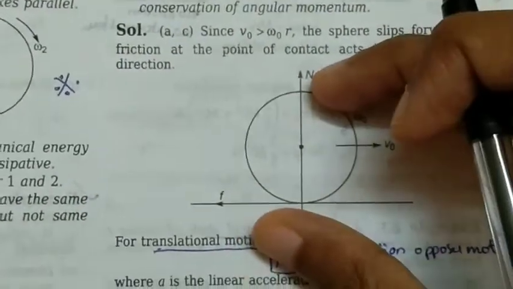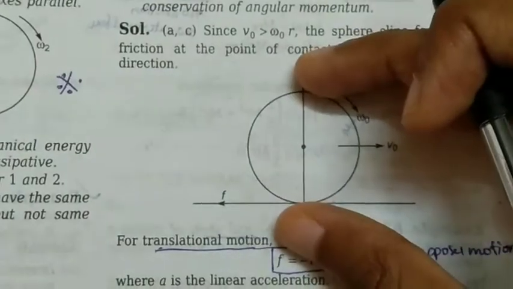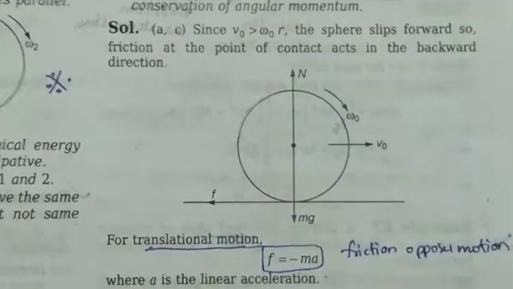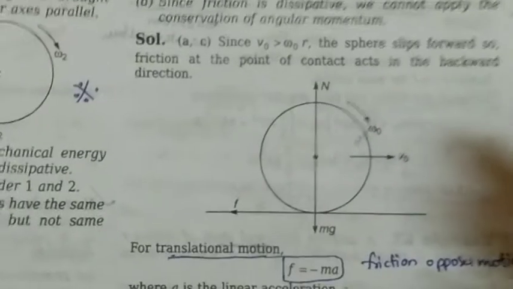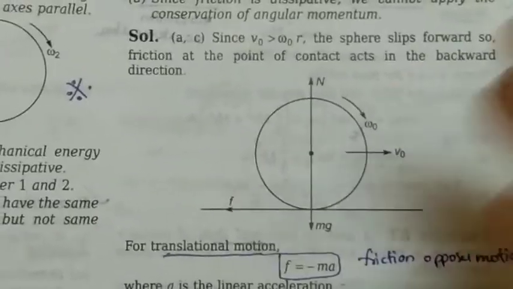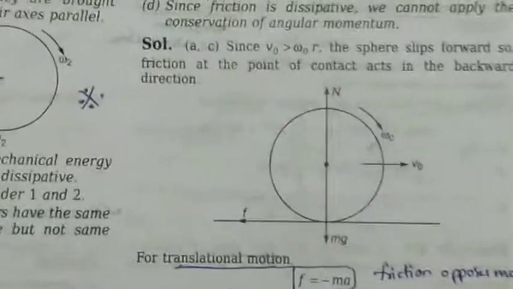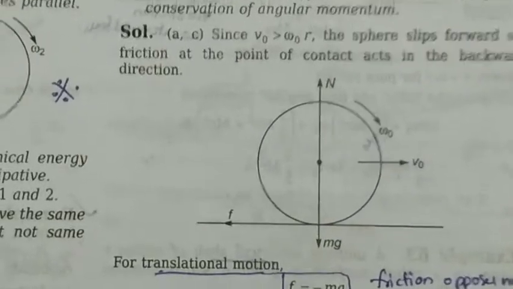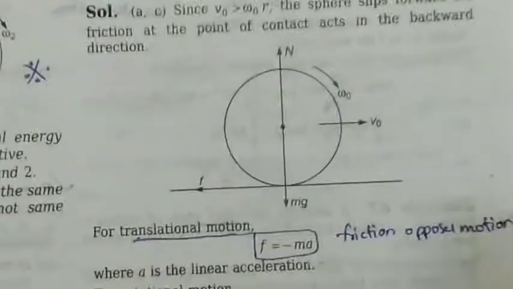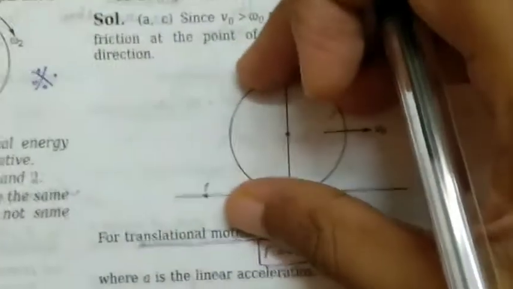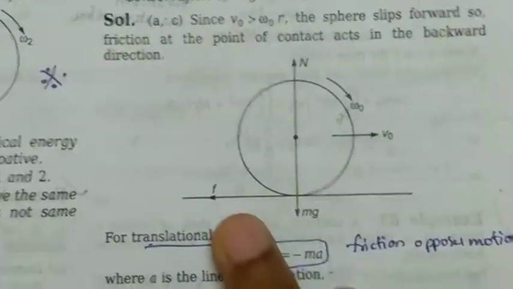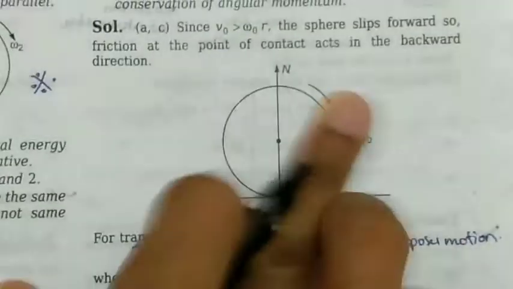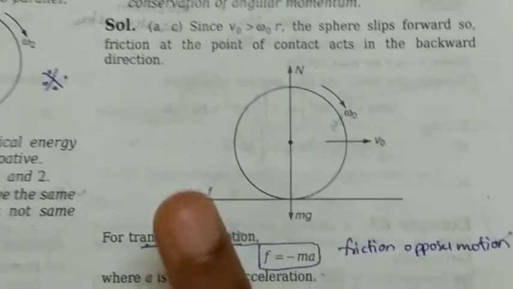At that time, the sphere would first slip, and it would roll as well as slip, and after some time it would attain pure rolling motion. It would just keep on rolling, but it would not slip. During the process of slipping, friction is developed. As the sphere is moving in this direction, friction acts in the opposite direction.